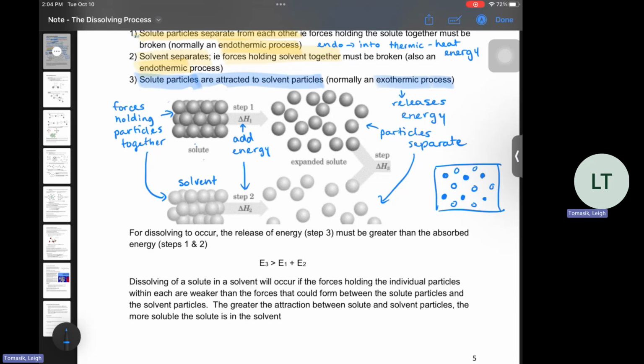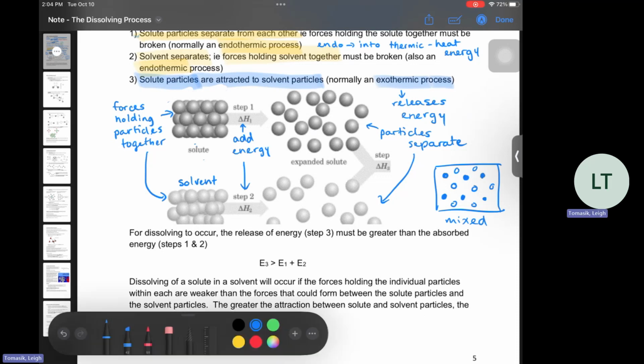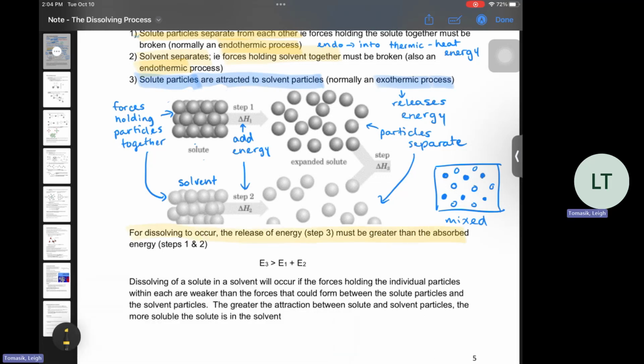Right, so they'll mix in between each other. It says for dissolving to occur, the release of energy, step three, must be greater than the energy that is absorbed, steps one and two, right? So step three has to release more than step one and two absorb.